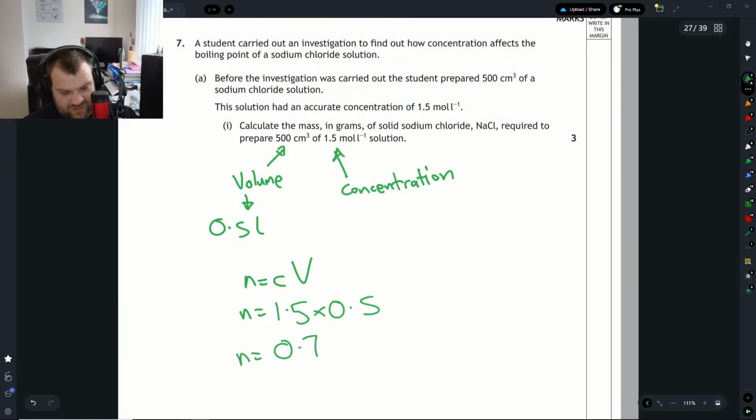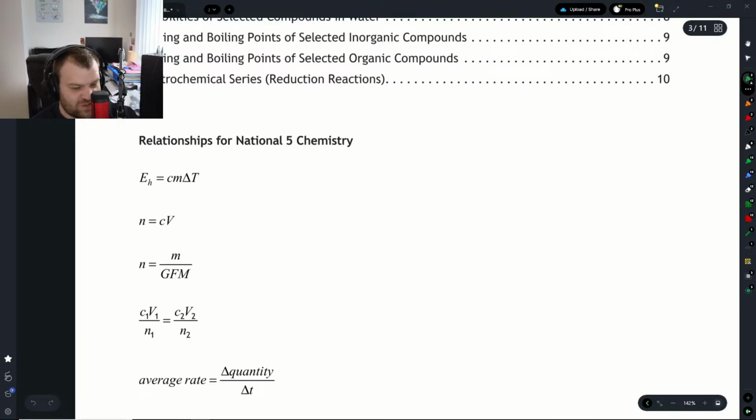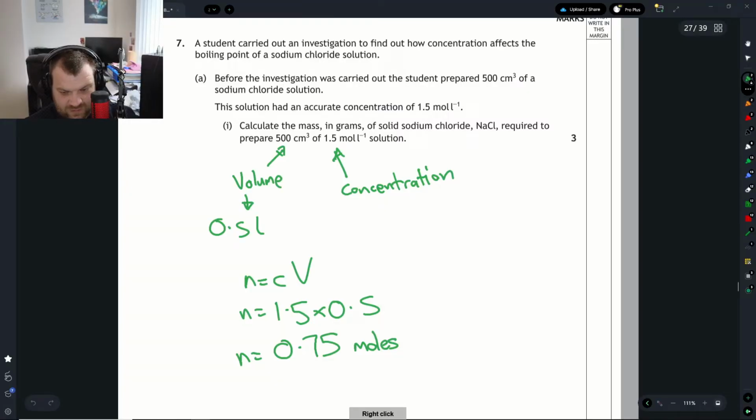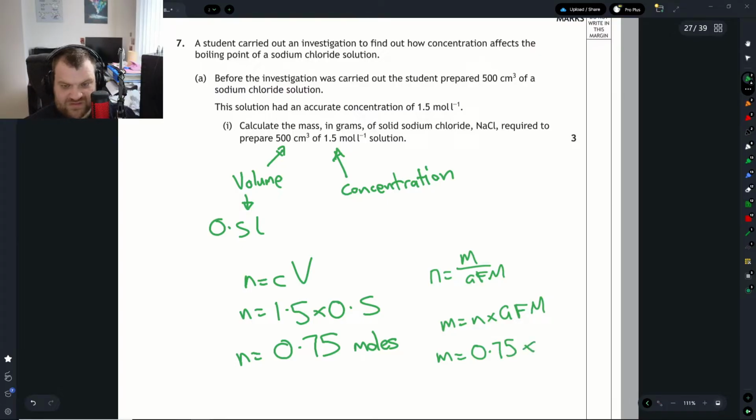That will give you 0.75 moles. Next up, the question wants to know the mass. The mass is to do with n, m and gram formula mass, number of moles, mass, and gram formula mass. For n equals m over GFM, rearranging this gives us m equals n times GFM. m equals the 0.75 we just calculated times NaCl. That means there's one sodium and one chlorine.